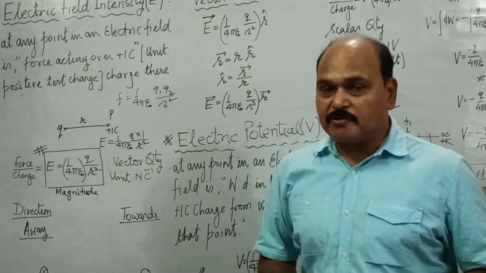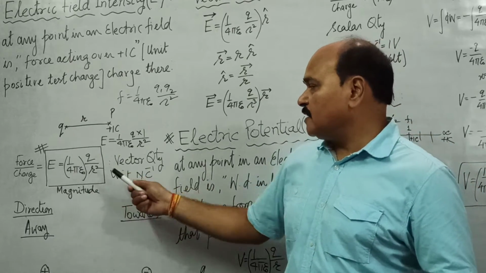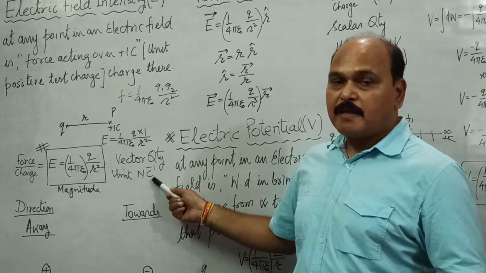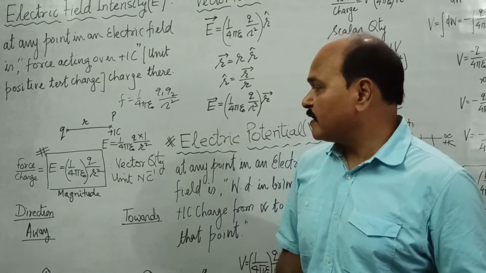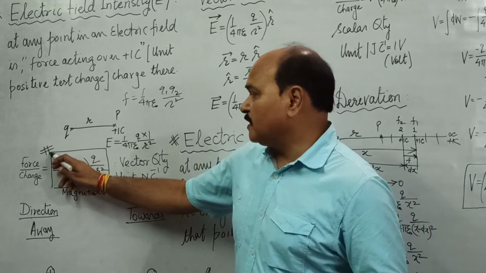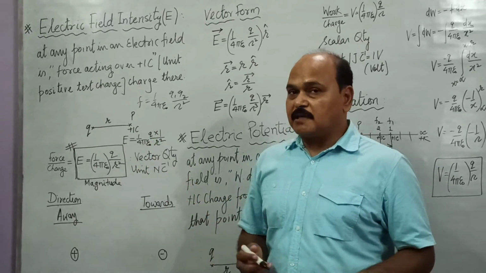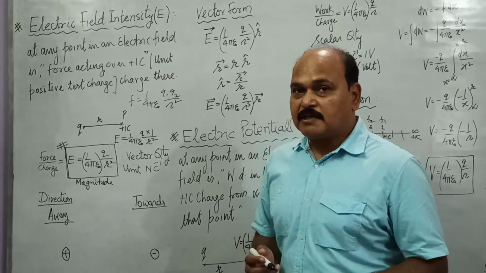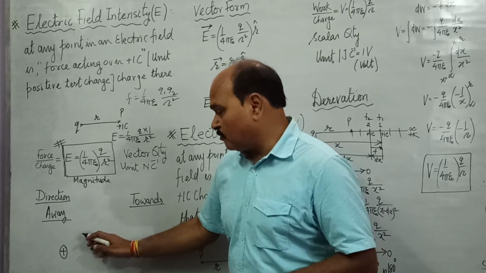Since it is force per unit charge, its unit is going to be Newton per Coulomb, and of course it is a vector quantity as it is a force. Well children, this is the magnitude of electric field intensity. What about its direction? The direction of electric field intensity can be found out by a rule.